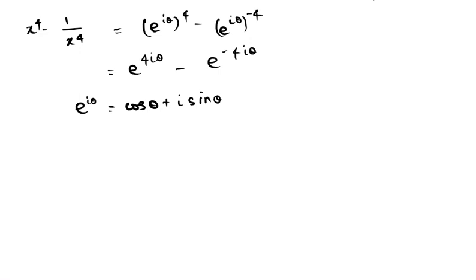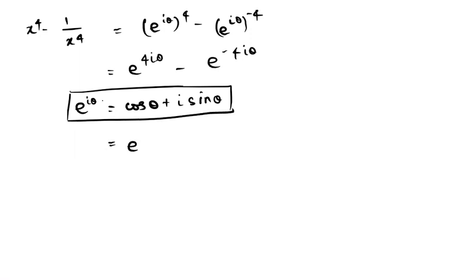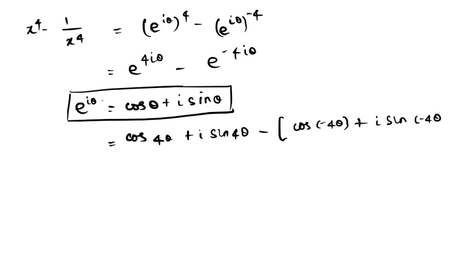So e power i theta is equal to this. So using this, let us expand the above values. So it will become cos 4 theta plus i sin 4 theta minus cos minus 4 theta plus i sin minus 4 theta.